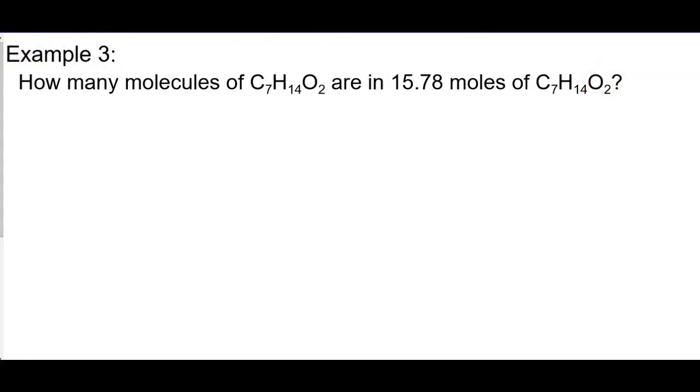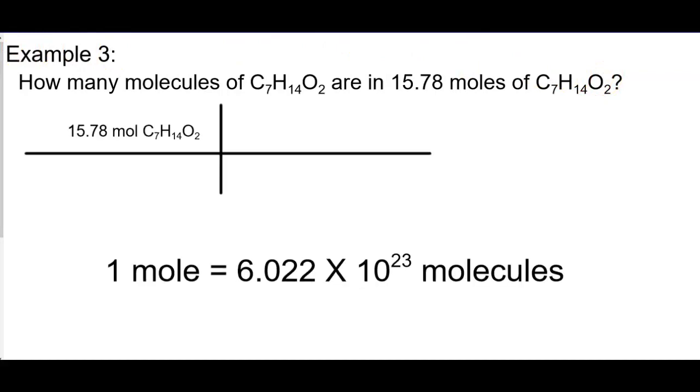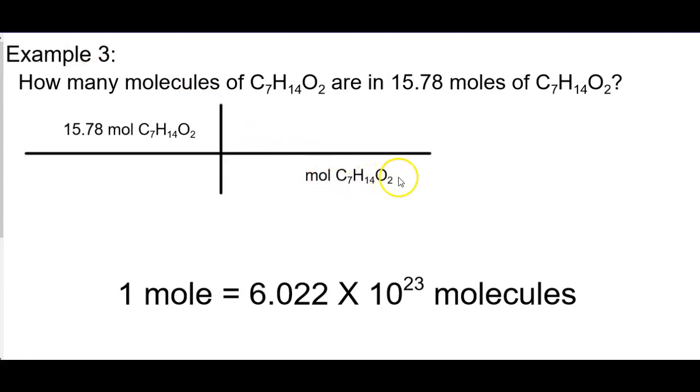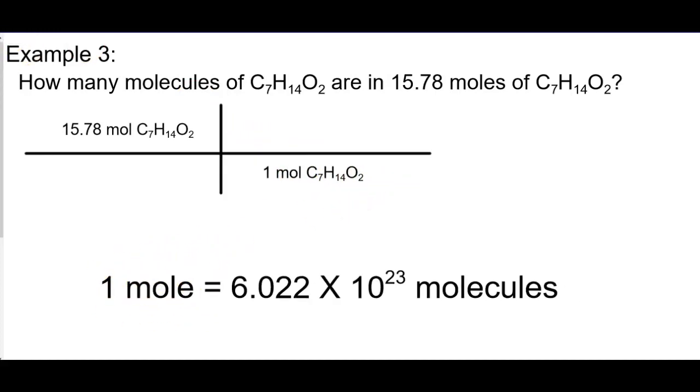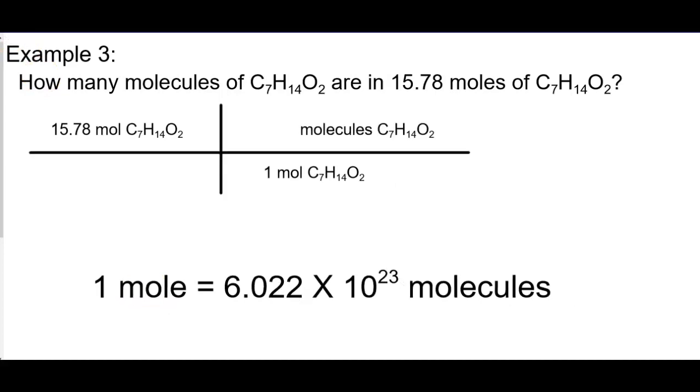So what do we do? We start with our grid. We're starting with our number, unit, and formula that we're given. We know that down here has to have the same unit and chemical formula to cancel. So we have to have moles of C7H14O2. What number is with the word mole in our conversion factor? 1. And then what it's equal to goes on top: molecules of C7H14O2. The number with that is 6.022 times 10 to the 23rd. Again, notice that everything has a number, unit, and a formula.